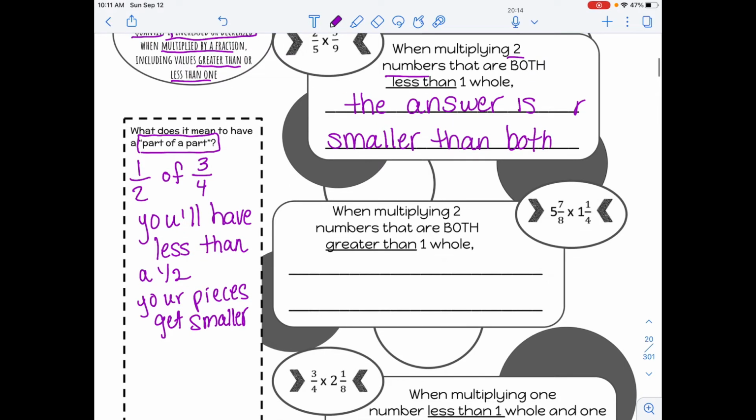When multiplying two numbers that are both greater than 1 whole, what happens to our answers? As we're looking at 5 and 7/8 and 1 and 1/4, those are both greater than 1 whole. So 5 and 7/8 is greater than 5, and 1 and 1/4 is greater than 1. So they're both greater than the wholes. So the answer is larger than both of them. And I'll explain this more on the next page of our notes.